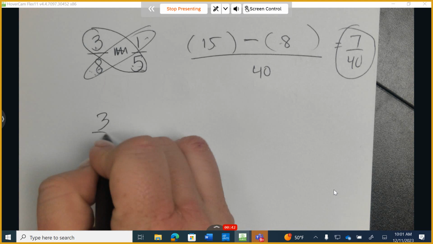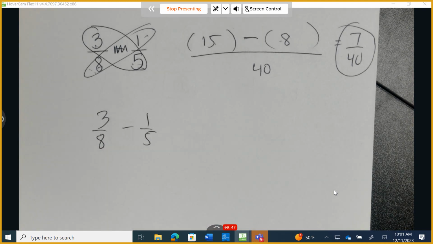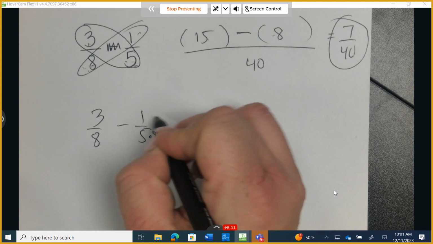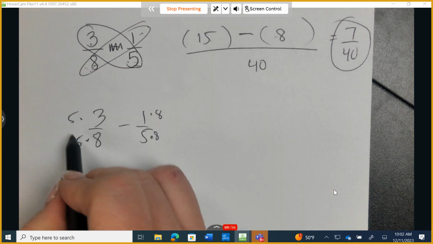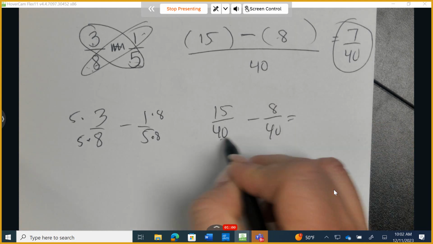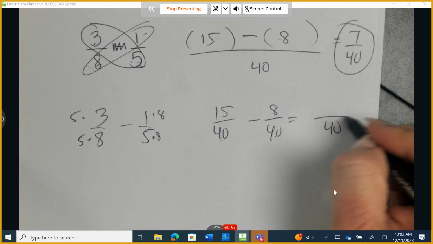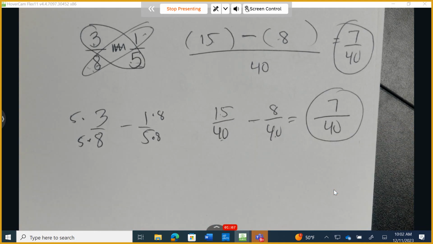Now, is there a different way we could do this? Yes. You may have initially learned this back in middle school or even elementary school: finding a common denominator. So I'm going to take it times 8, times 5, times 5, and you're going to see we achieve the exact same thing. We get 15 over 40 minus 8 over 40, and when the denominators are the same, we keep the denominators the same. 15 subtract 8 is, sorry, 7. So whether you use the butterfly method or you use this idea of finding a common denominator, we achieve the exact same answer.